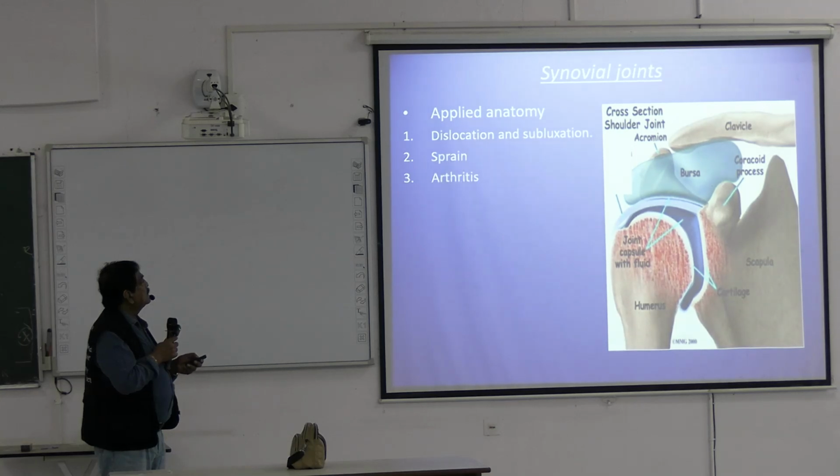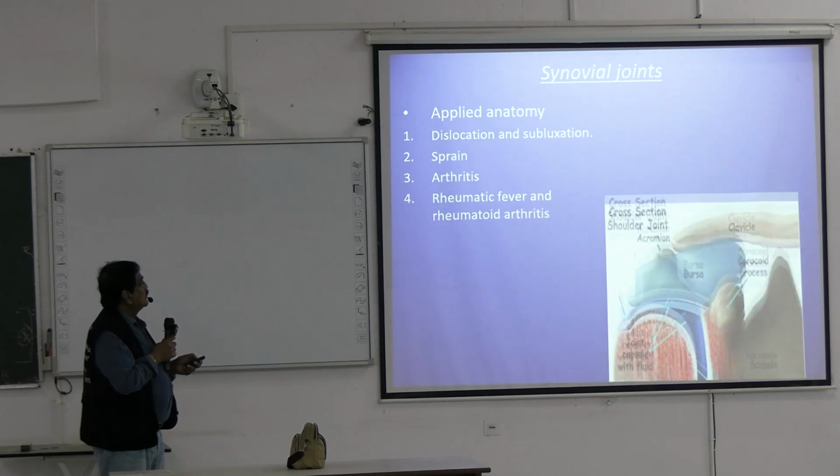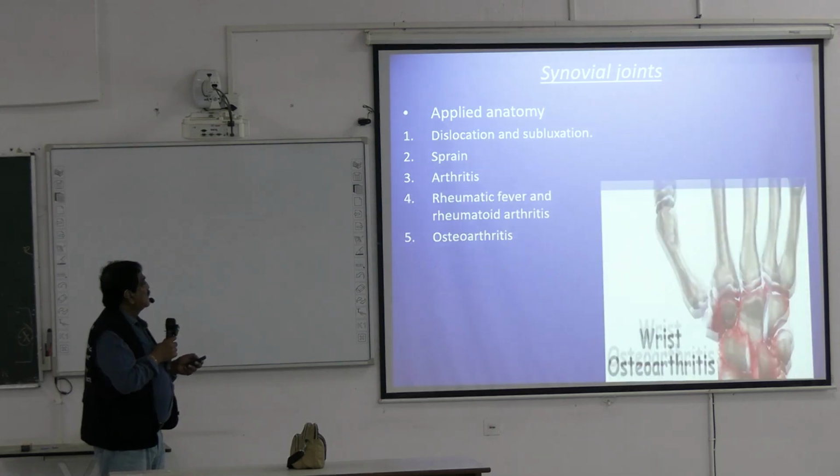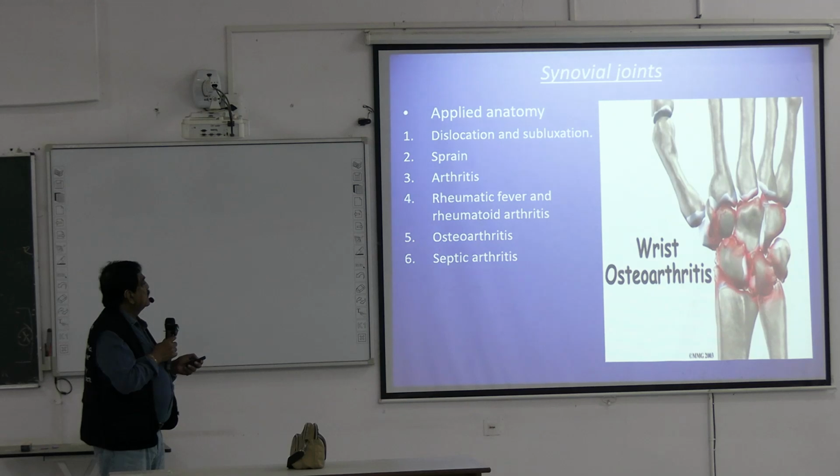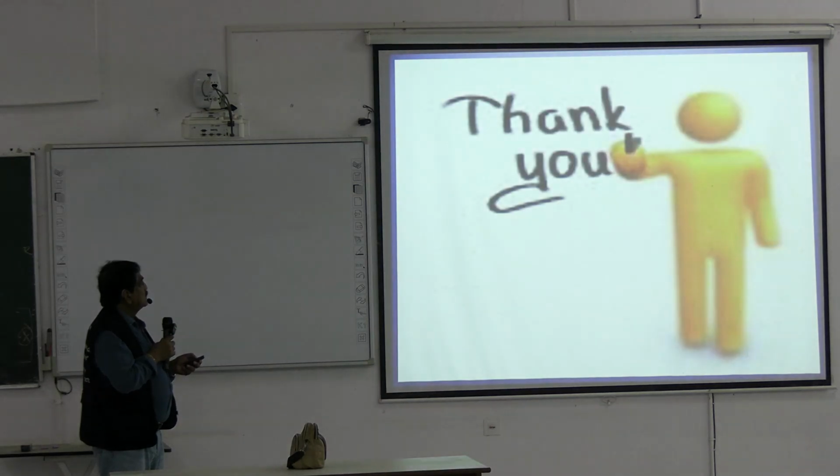Now, these are the common conditions: dislocation, subluxation, sprain, arthritis, rheumatic fever, rheumatoid arthritis, osteoarthritis, septic arthritis, fracture of joint space, stiffness, neuropathic joint. Thank you.